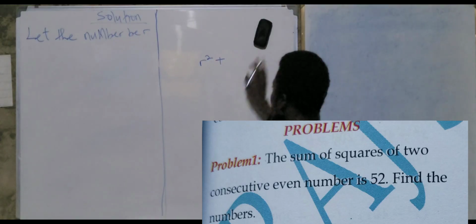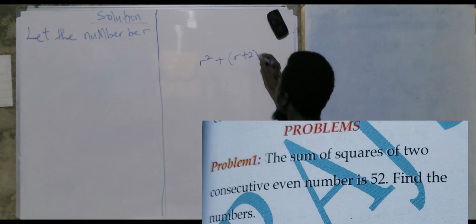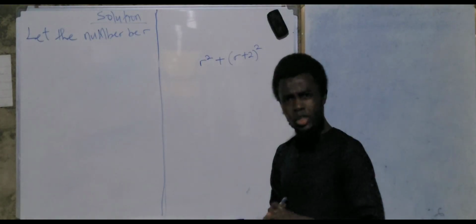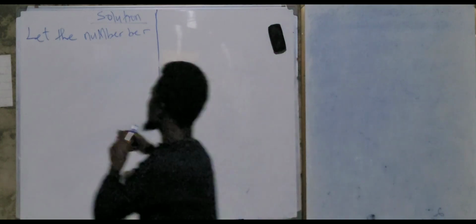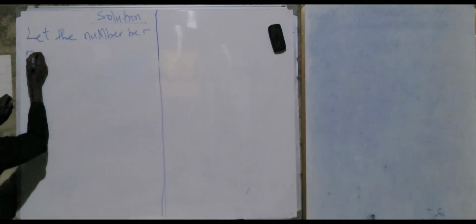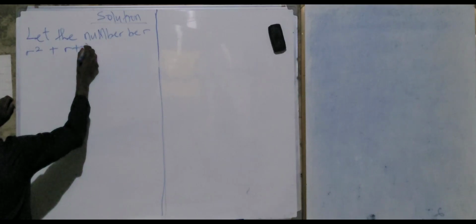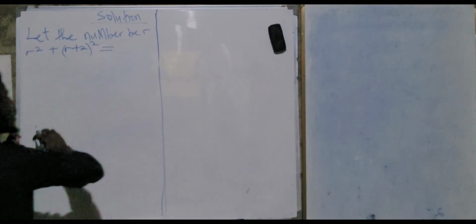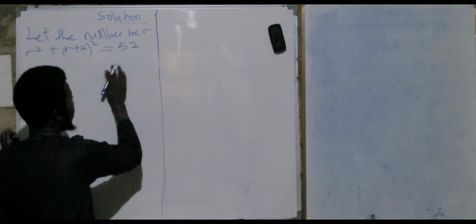Plus r plus 1 plus 2, the whole squared. Next number is r plus 1 and 2. This one is clear. So we can come down and say we have r squared plus (r plus 2) the whole squared. But the sum of these numbers is 52. Are we okay here?